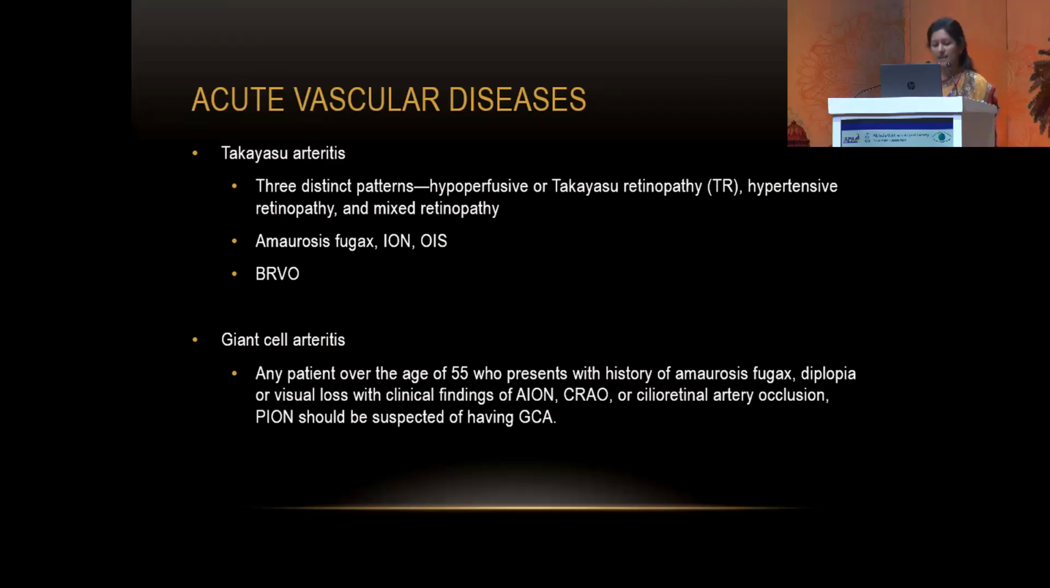Now, giant cell arteritis, as Professor Harry has ingrained, that any patient over the age of 55 who presents with amaurosis fugax, diplopia, or visual loss with AION, CRAO, cilioretinal occlusion must be suspected of having GCA unless proven otherwise. A simple ESR or CRP can alert you, and it may be instrumental in saving the other eye from permanent visual damage.